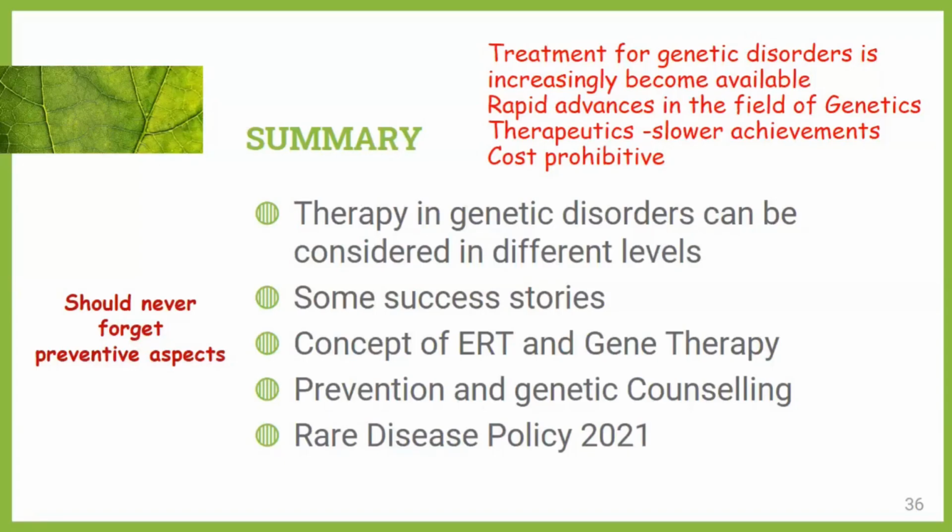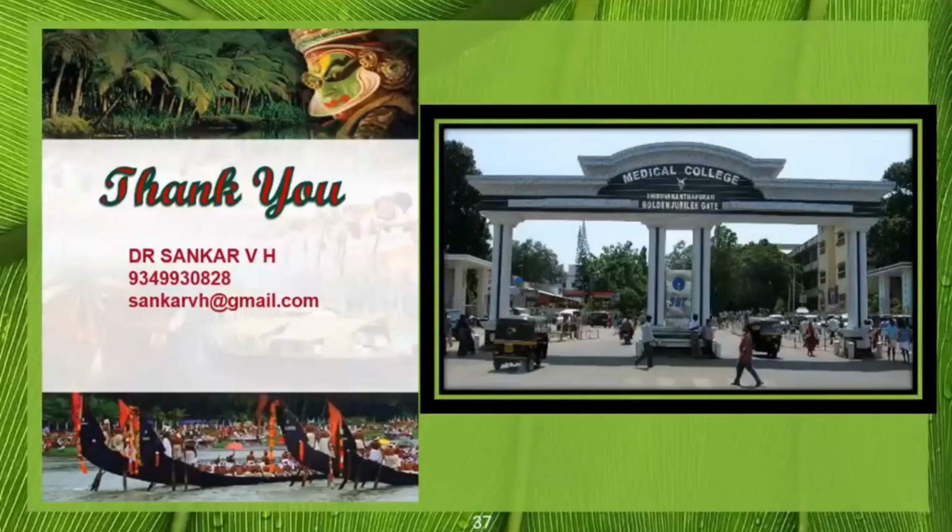Therapy in genetic disorders can be considered at different levels. That is the theoretical constraint, the 3C concept, and the 6 levels of therapy. That is the most important thing. There are so many success stories and things we are routinely using, as I have told. The concept of ERT and gene therapy, and prevention and genetic counseling are important. In the rare disease policy, never forget the preventive aspects, like good antenatal care, and all those things also. Thank you very much.